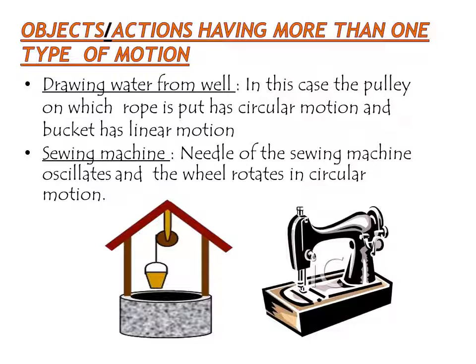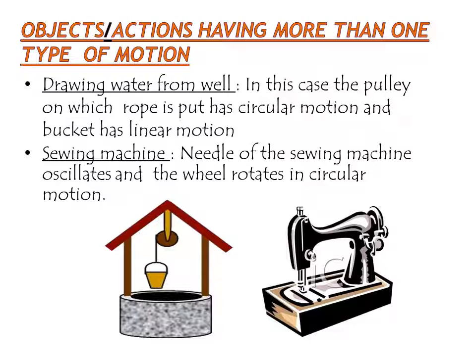So number one, drawing water from a well. In this case, the pulley on which the rope is put has circular motion and the bucket has a linear motion. Okay, that means the pulley is in circular motion. So here we can see a pulley, which is in circular motion, but the bucket is in linear motion. That means if we pull it, it will come up. If we loosen the rope, it will go down. Okay, so it shows two types of motion, circular as well as linear.